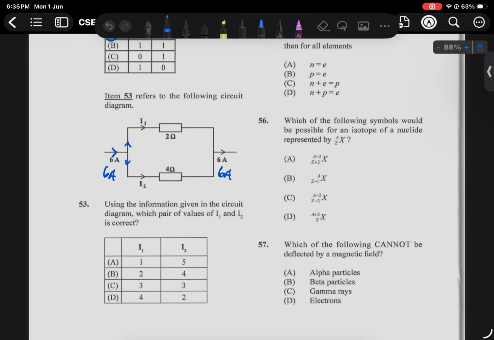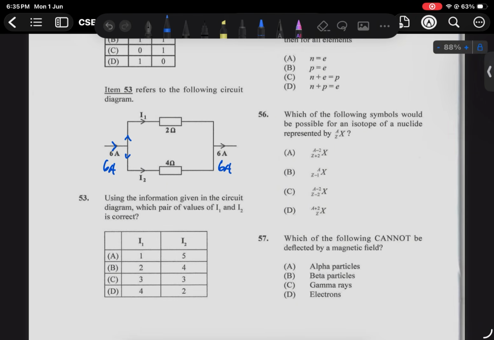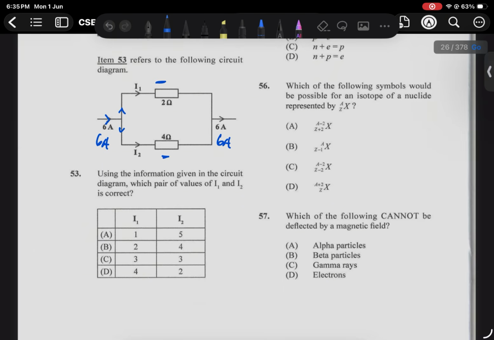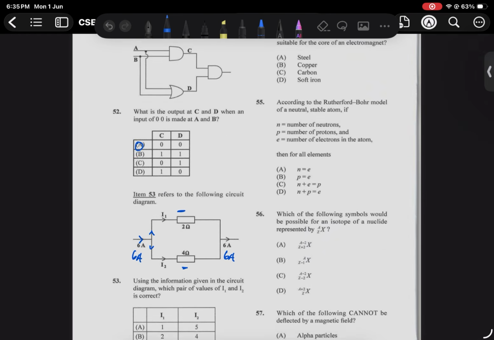So 1 plus 5 gives us 6, but current flows where there's least resistance. So more current would flow in I1 than in I2. Just look at these options. More current flows in I1 at 4 to 2.